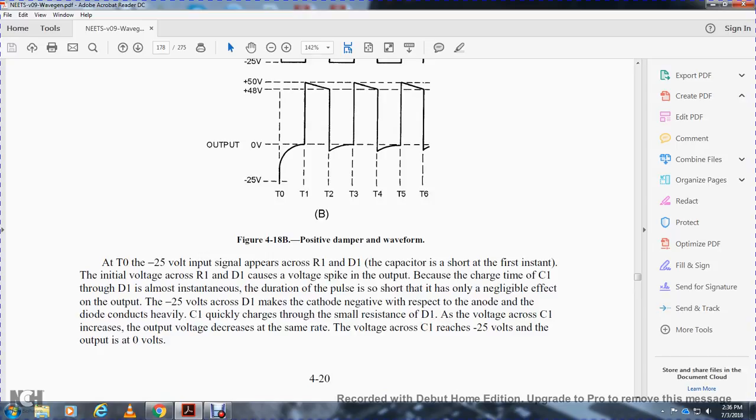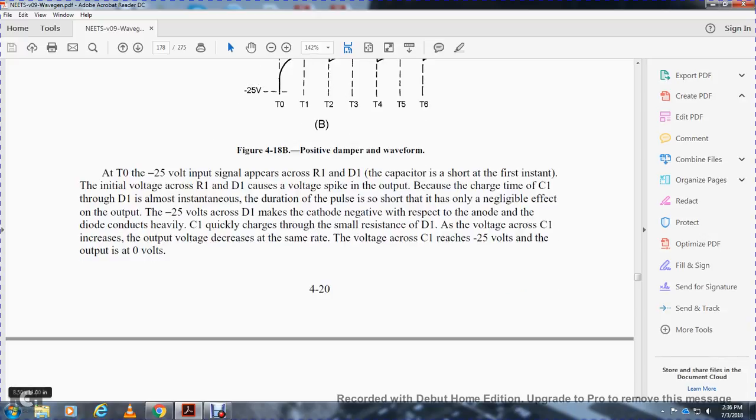At time interval 0, the negative 25 volt input signal appears across resistor 1 and diode 1, with the capacitor shorted at the first instant. This recovers the charge of capacitor 1 through diode 1 almost instantaneously, zeroing the pulse. The negative 25 volts across diode 1 makes the cathode negative with respect to the anode, so the diode conducts heavily and capacitor 1 quickly charges through the small resistance of diode 1. As the capacitor voltage increases, the output voltage increases at the same rate. When the capacitor voltage reaches negative 25 volts, the output is 0 volts.